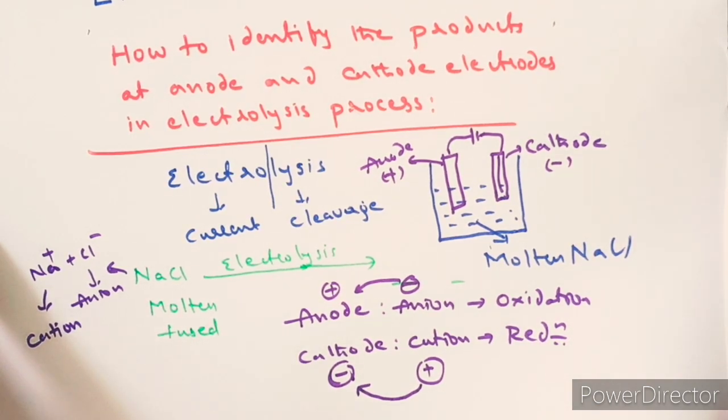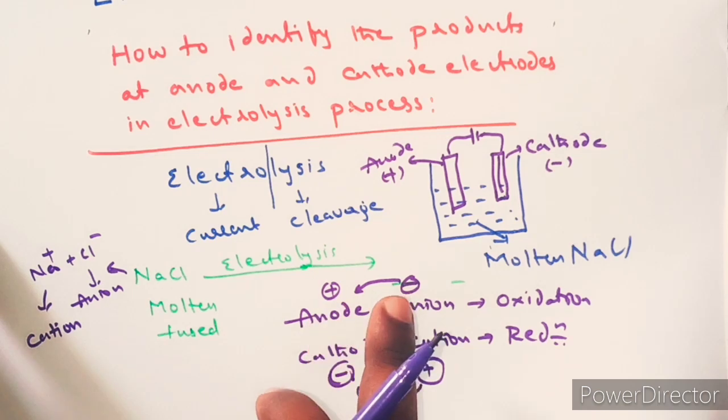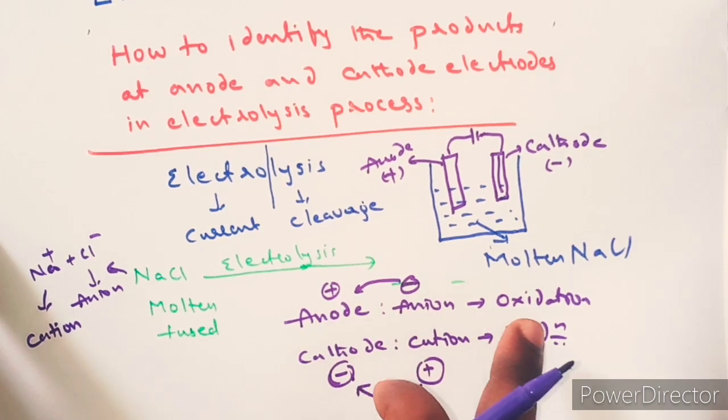And what happens there? The negatively charged ion loses a negative charge. The negative charge is due to the presence of an extra electron, so it loses an electron. Loss of electron is called oxidation.